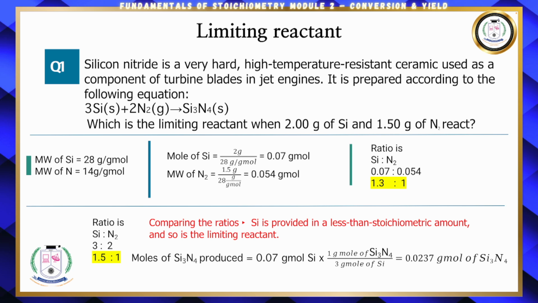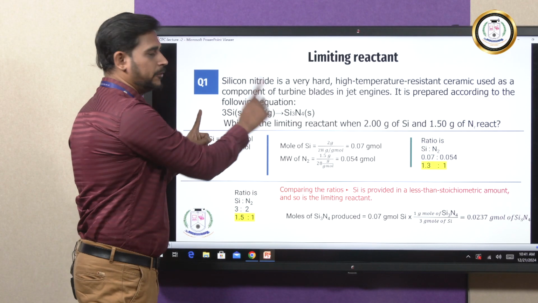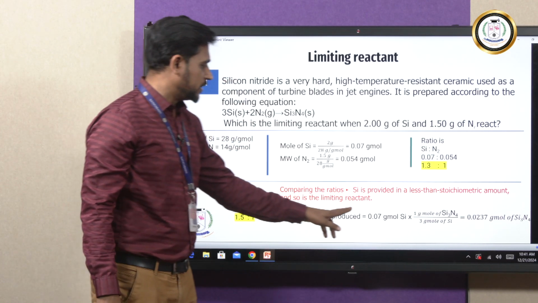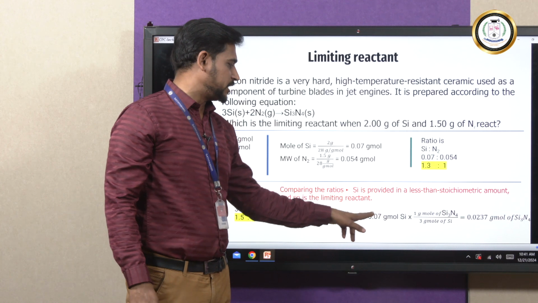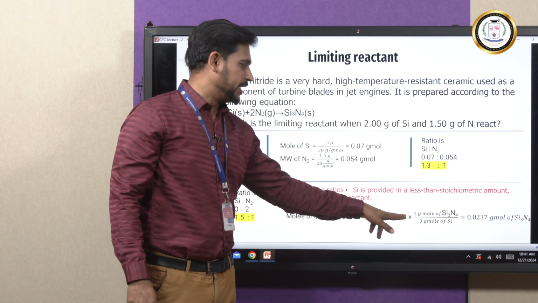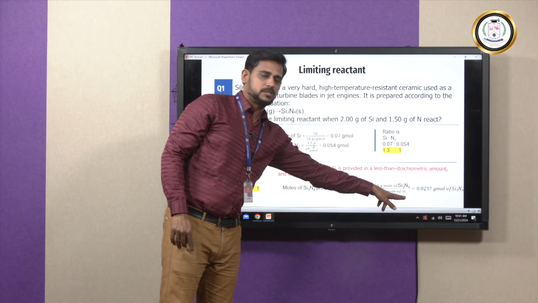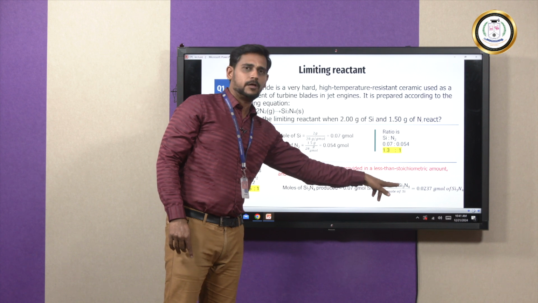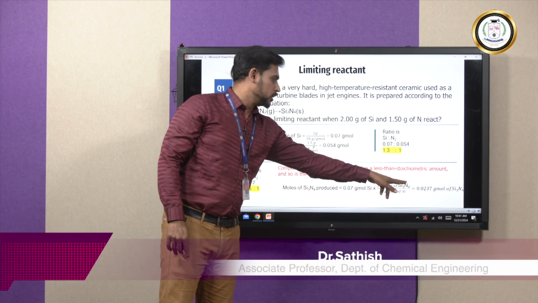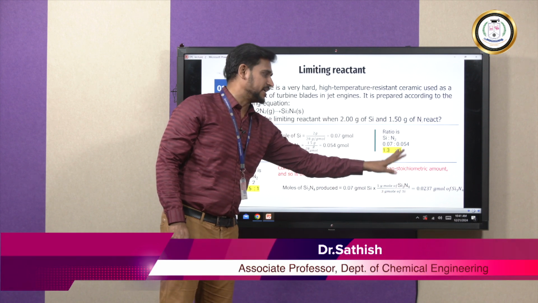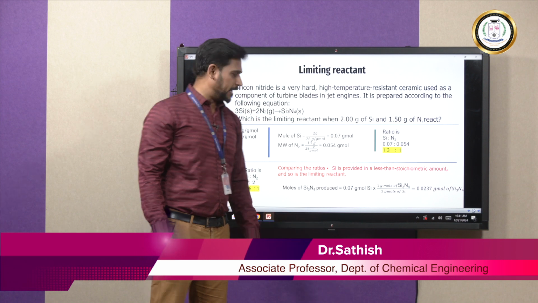So how much moles of the product is formed? We will calculate based on the limiting reactant, that is nothing but Si. 3 moles of Si will give you 1 mole of Si3N4. That is 0.0307 gram mole silicon into 1 gram mole of the product divided by 3 gram moles of silicon, that is equal to 0.0237 gram mole of Si3N4.